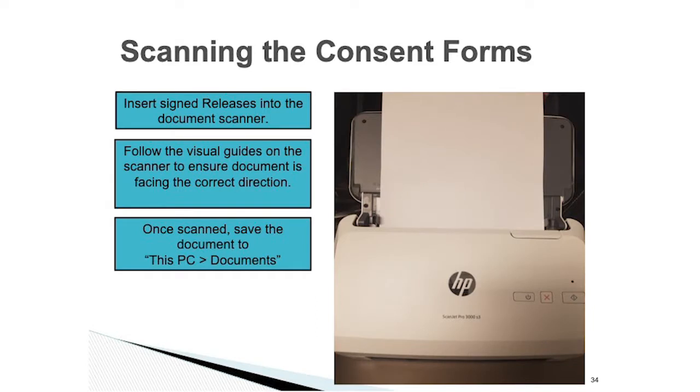So what you'll want to do is insert the signed release forms into the document scanner. You'll want to follow the visual guides on the scanner to ensure that the document is facing the correct direction. Once scanned, save the document to this PC Documents. It's suggested that you save this information under the client's HMIS number so that you'll be able to easily identify which record it belongs to.